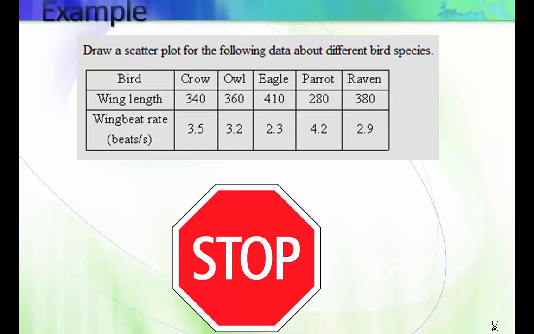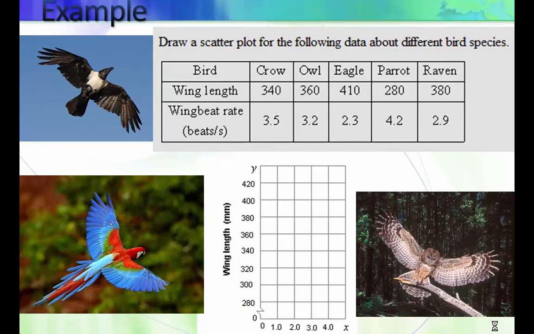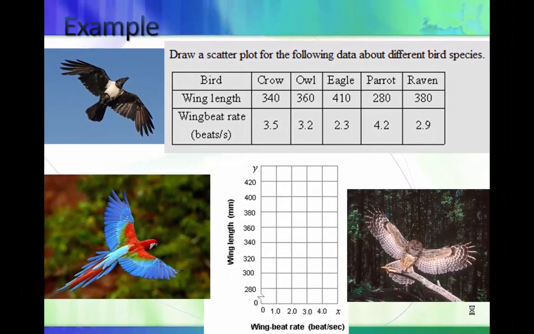Draw a scatterplot for the following data about different bird species. Here the data is wing length and wing beat rate. So does the length of the wing have any effect on how many beats the bird has to flap its wings to fly? Stop the video and make your scatterplot. So we would put wing beat rate on the x-axis and wing length on the y-axis.